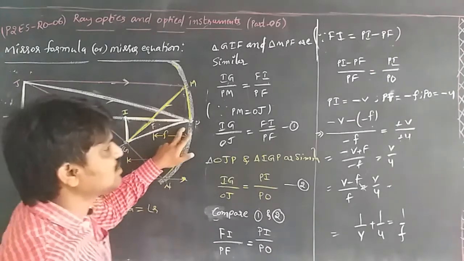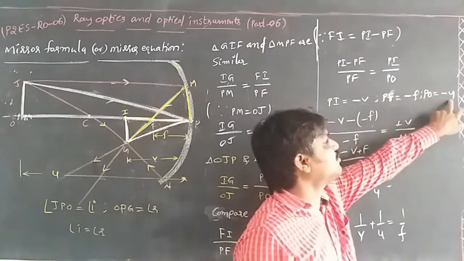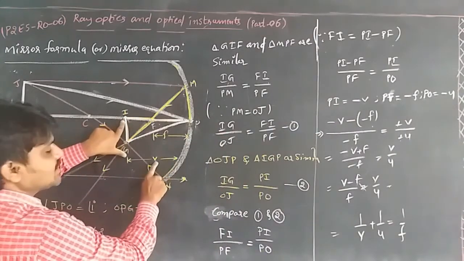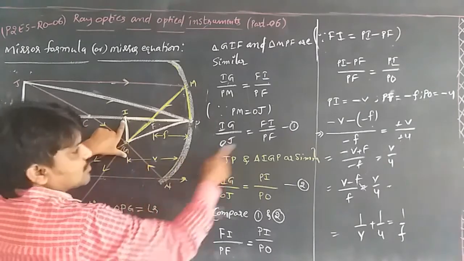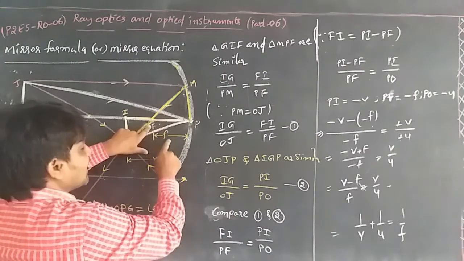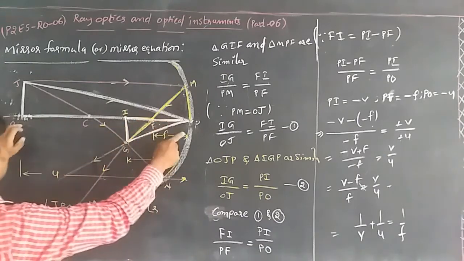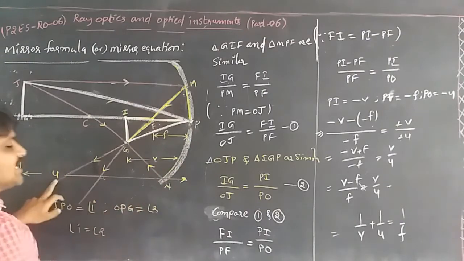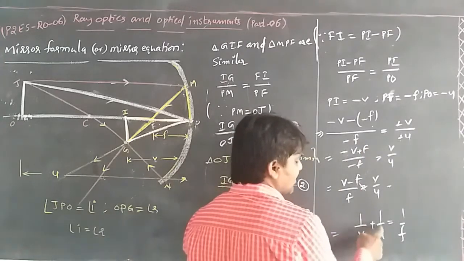So PI is equal to minus V and PF is equal to minus F, and PO is equal to minus U. PI is the distance from the pole to the image, V, taken on the negative side, so minus V. PF is the distance from the pole to the principal focus, the focal length, opposite to the incident ray, so minus F. And PO is the distance from the pole to the object, also negative, so minus U. If we substitute those values in the equation, finally we get 1 by v plus 1 by u is equal to 1 by f.